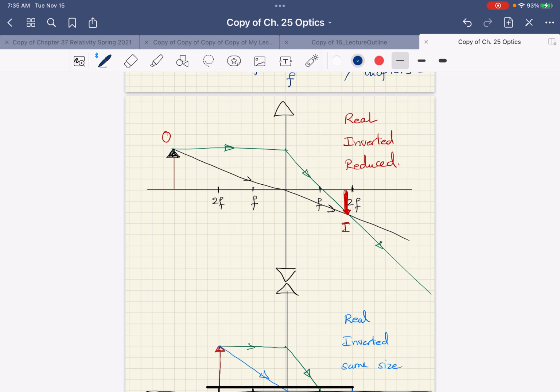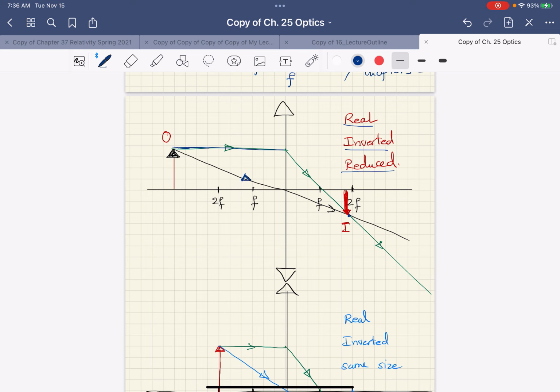Now for lenses, and for the double convex, the first beam of light, I want to have it parallel to the principal axis, or the optical axis, and then it is going to refract through the focal point. The second beam of light goes through the center of the lens, therefore it will have no refraction at all. They are going to intersect here, and therefore you can see that I have a real image. It is inverted and it is reduced.